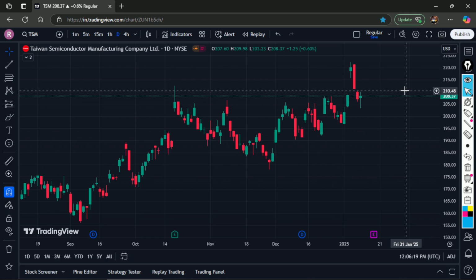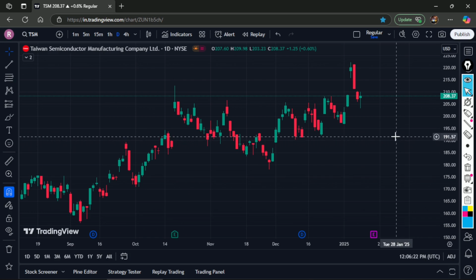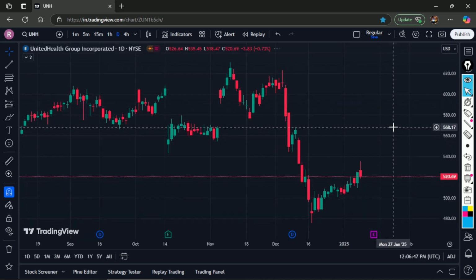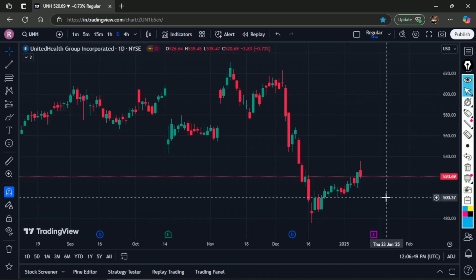Now in TSM, here in TSM it is also following a trend line, so it could be a very good place for buyers to come. As we can see, it is a scenario where a breakout happened, it came again for a retest, and it is the best place to go upside. So here are some possible scenarios we have seen. Here in UNH there is nothing.